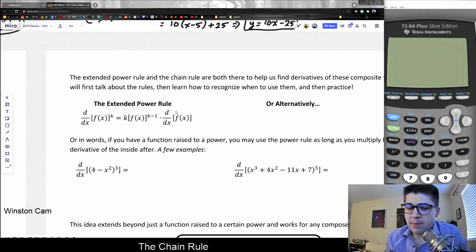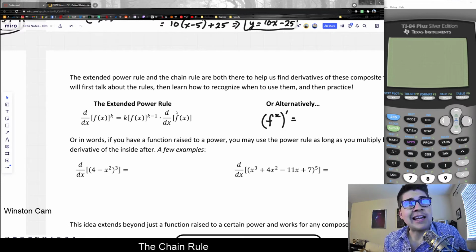Or if we use prime notation, I know I've been talking to some of you and you prefer the shorter way of writing it. If we have a function to the k power and we want the derivative of all that, well, again, you can use the power rule on this. That's the summary of the extended power rule. There's just an additional thing to remember, and that's exactly how I would recommend memorizing the chain rule.